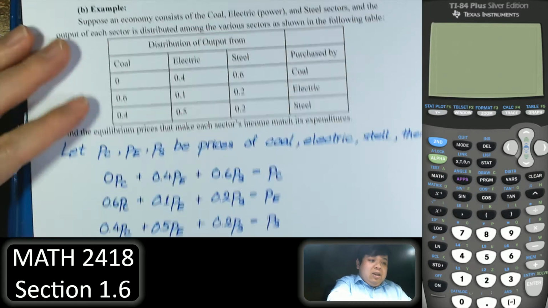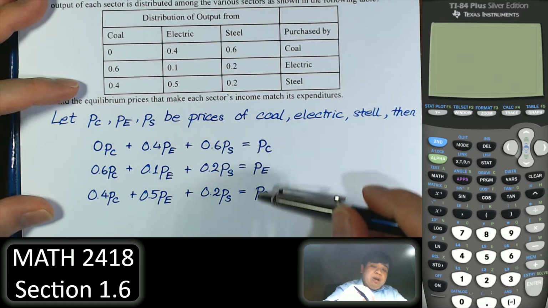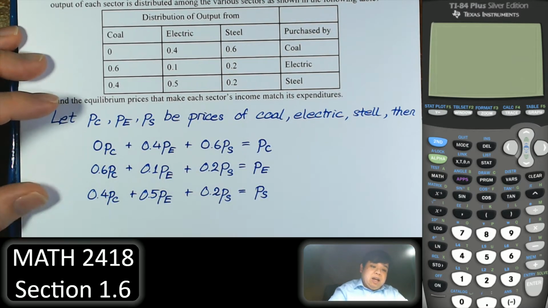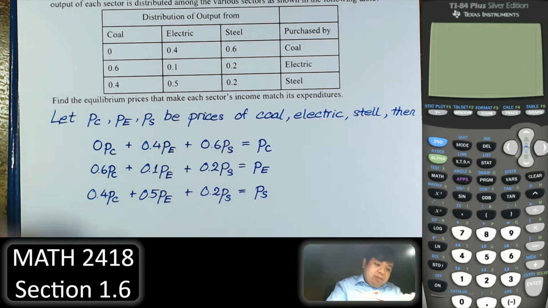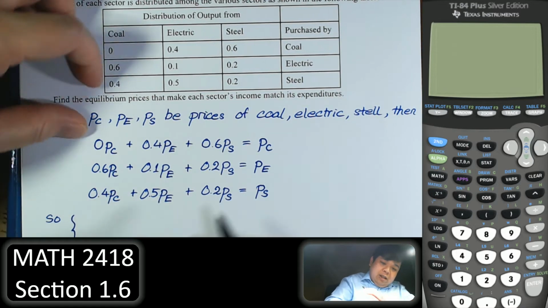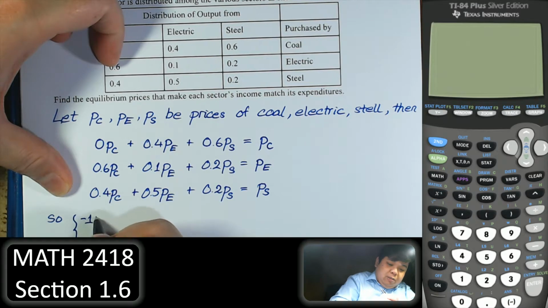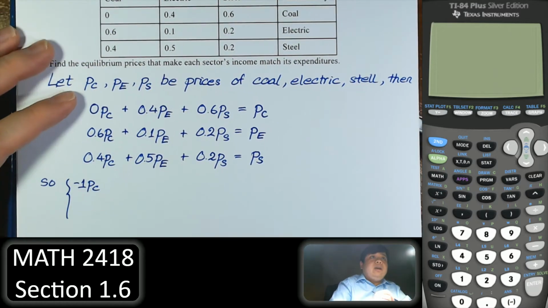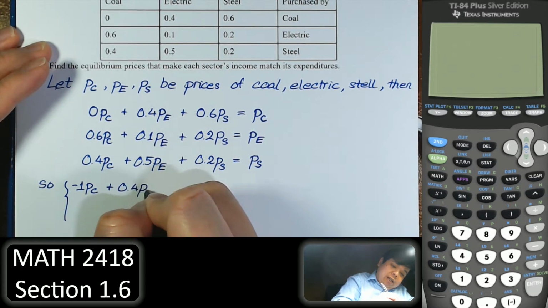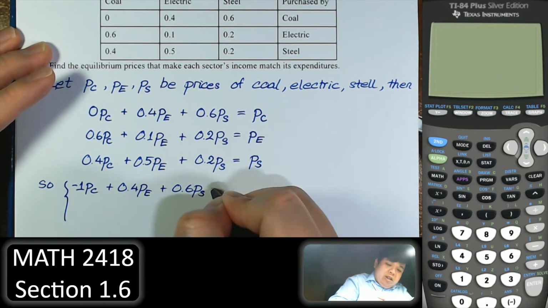Now this is called the homogeneous system of economics. Homogeneous means that we have 0 on the right hand side. So it's easy, we just subtract PC, PE and PS to the other side, moving everything to one side. We can rewrite this as -1 PC plus 0.4 PE plus 0.6 PS, the price of steel, equal to 0.